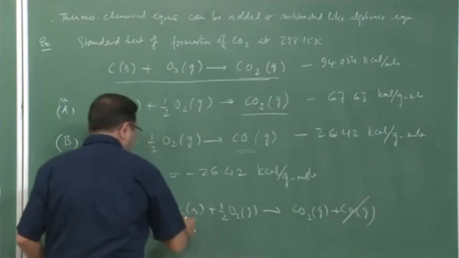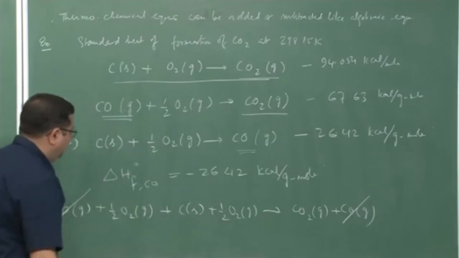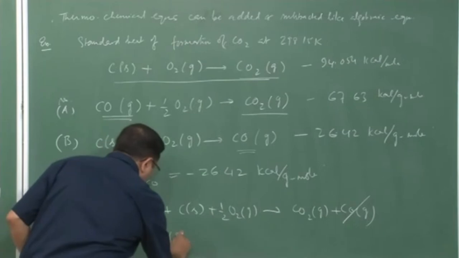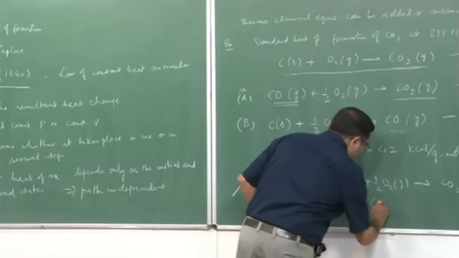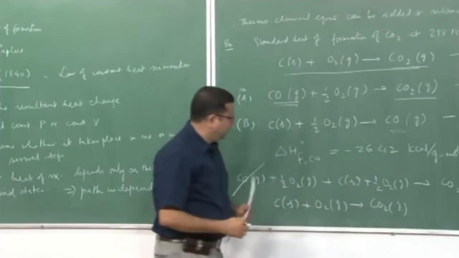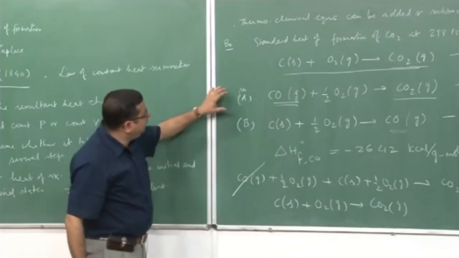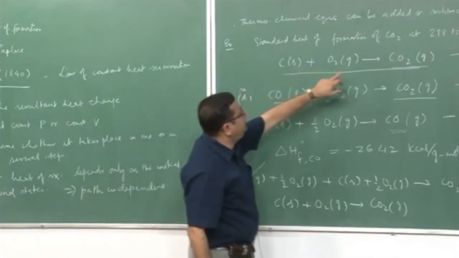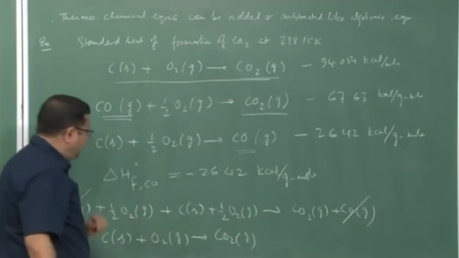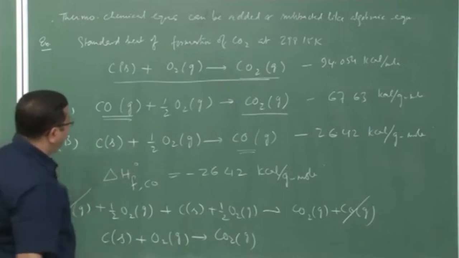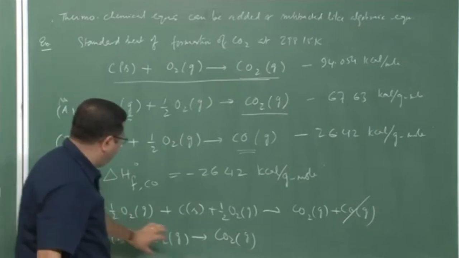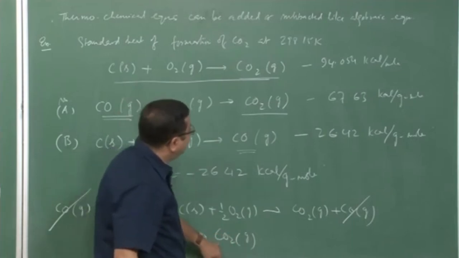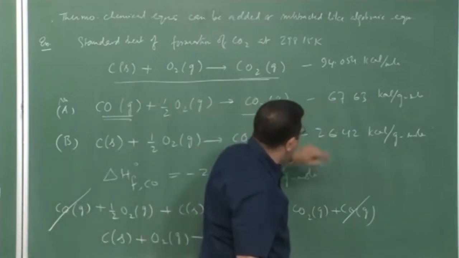Now, CO(g) can be cancelled from here. What I get is C(s) + O2(g) giving CO2(g). So, what I see here is that if I add reactions A and B algebraically, I get the formation reaction for CO2, which has been shown earlier. Therefore, from Hess's law, the heat of formation, or the heat of this reaction, which is the heat of formation of carbon dioxide, is nothing but the algebraic sum of these two.